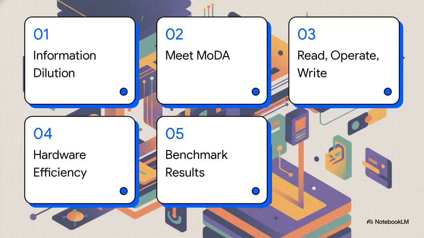Okay, let's dive into this. Here's our roadmap. We'll start with the information dilution problem, then meet mixture of depths attention, break down the read, operate, and write framework, see how they're making it hardware efficient, and wrap up with the real-world benchmark results.